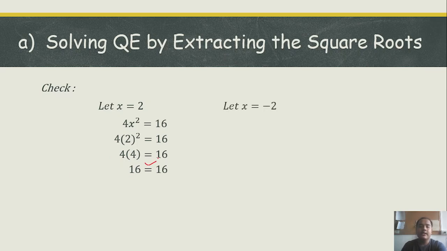The next one, let x be equal to negative 2. Copy the original equation. Substitute the value of x. So 4 times negative 2 squared equals 16. So negative 2 times negative 2 is 4. 4 times 4 is 16. So 16 is equal to 16, which is true.